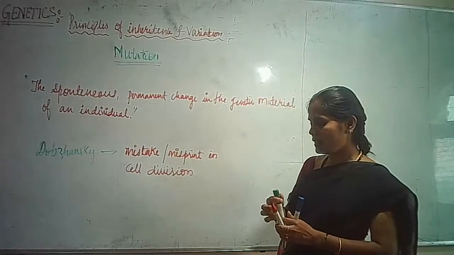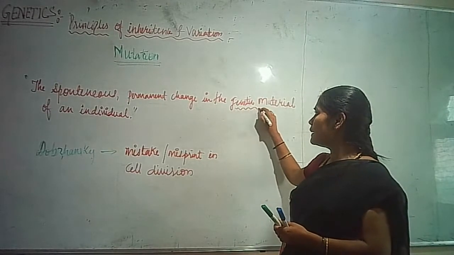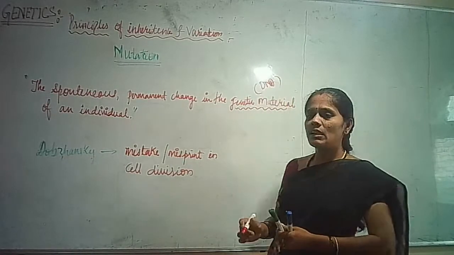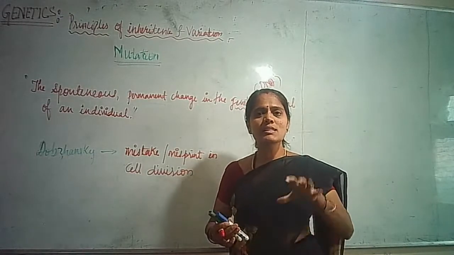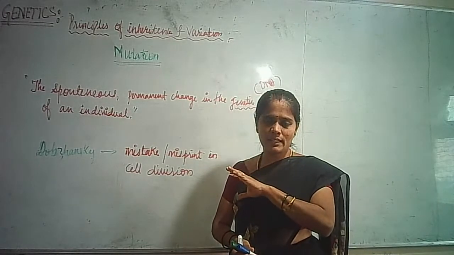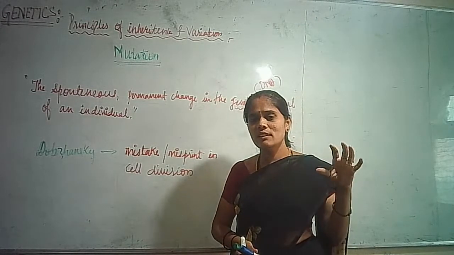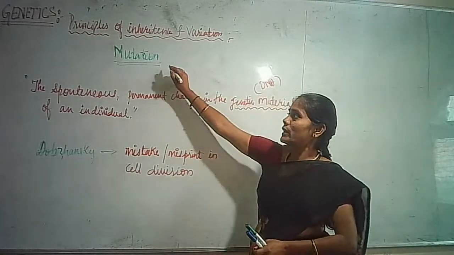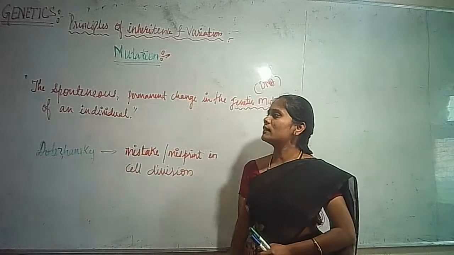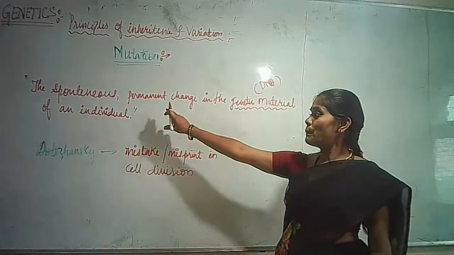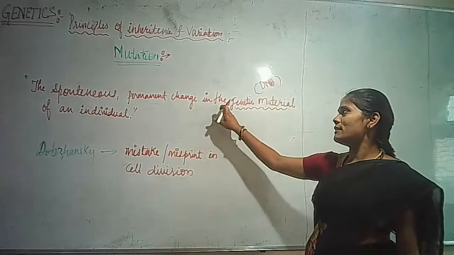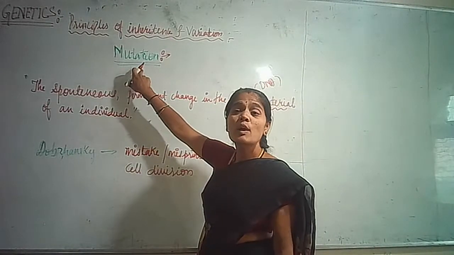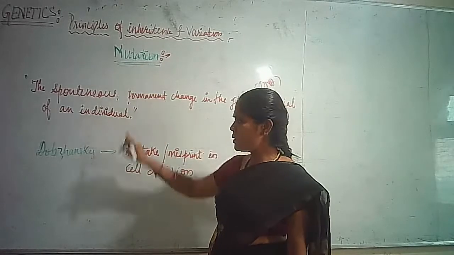What is the genetic material? Genetic material is nothing but DNA, isn't it? So there is a change in the genetic material, and there are many things we are going to see in mutation. The mutation topic is a spontaneous, permanent change in the genetic material, the DNA of an individual. That is called mutation. Was it okay?